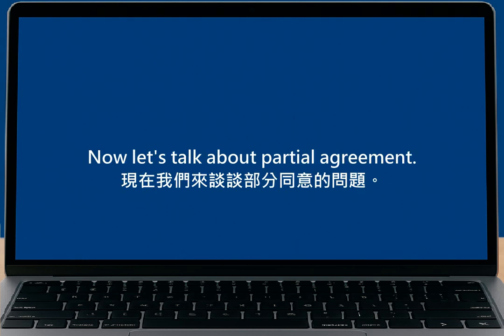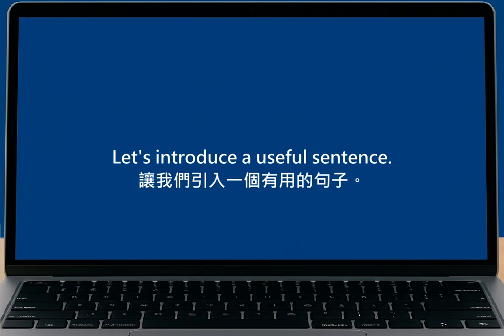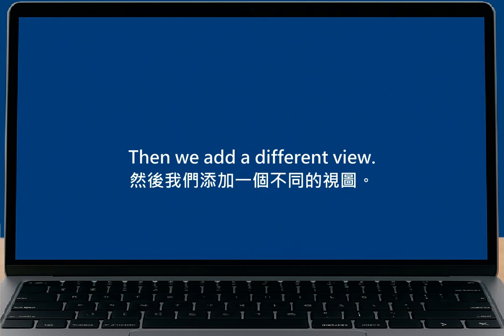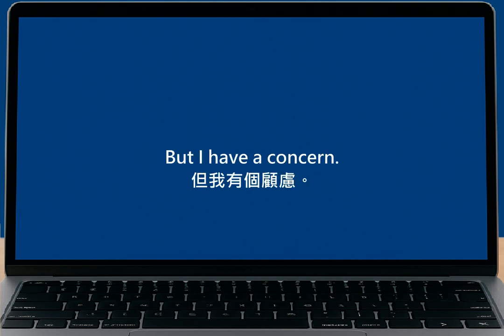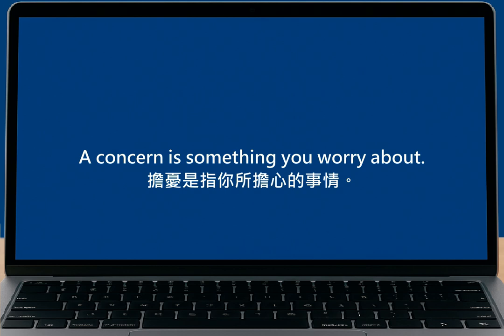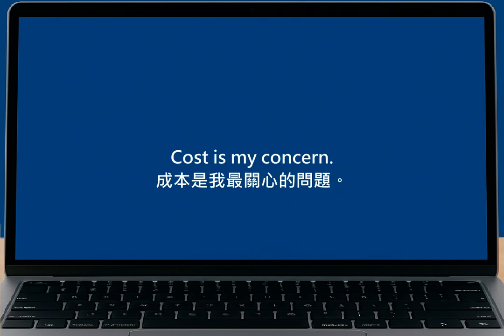Now, let's talk about partial agreement. Partial agreement means agreeing with one part. Let's introduce a useful sentence. I agree with you on that point. Then we add a different view. But I have a concern. Let's explain concern. A concern is something you worry about. Example: cost is my concern.